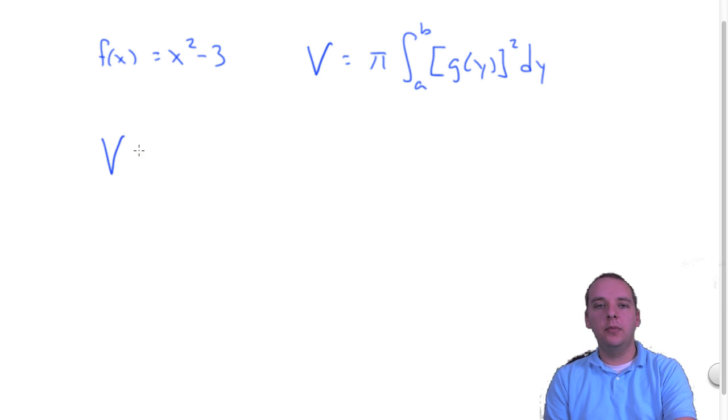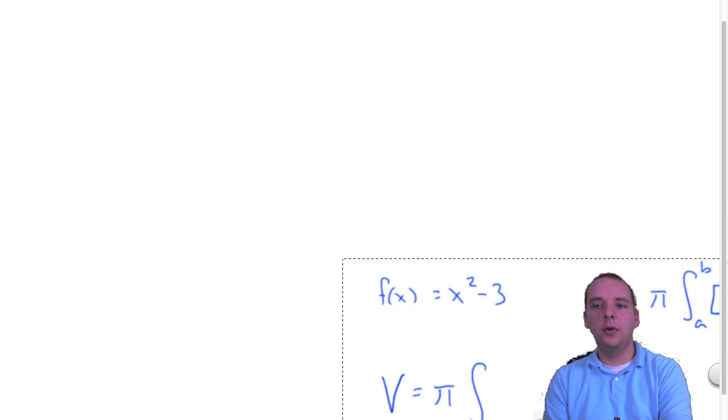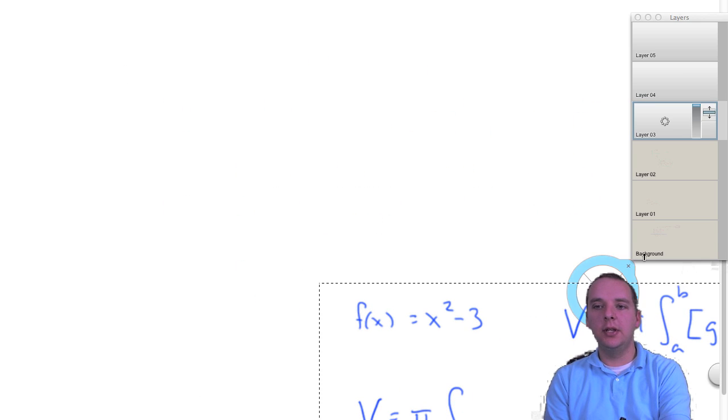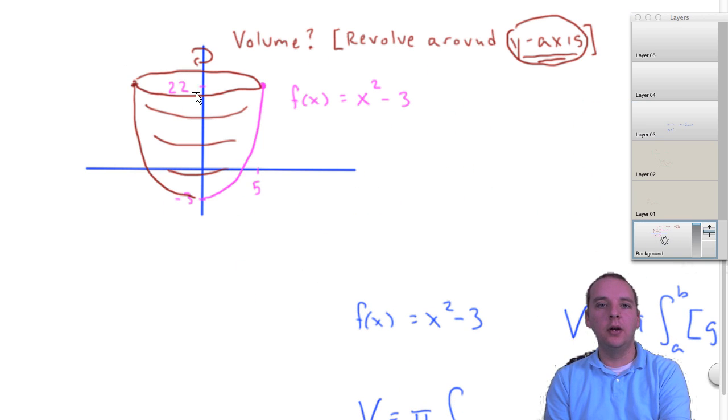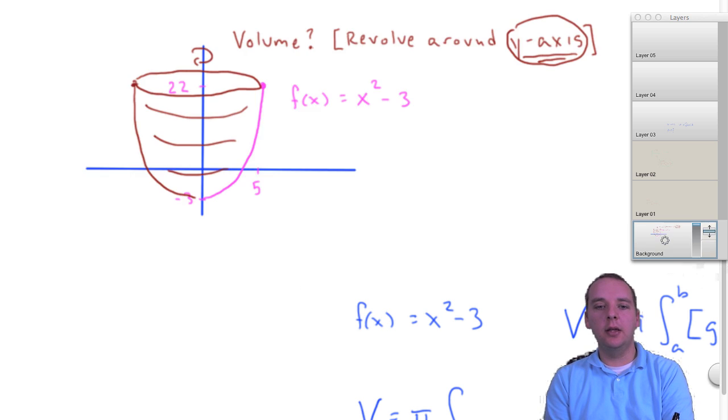So our volume would be pi times the integral. All right, so we need the graph here. I can slide this out of the way so we can see it real quickly. If I move these off to the side, take a quick peek at the graph. What was the y value range for this solid? Well, we said it earlier. It was -3 to 22. Okay, let's move all this stuff back again.